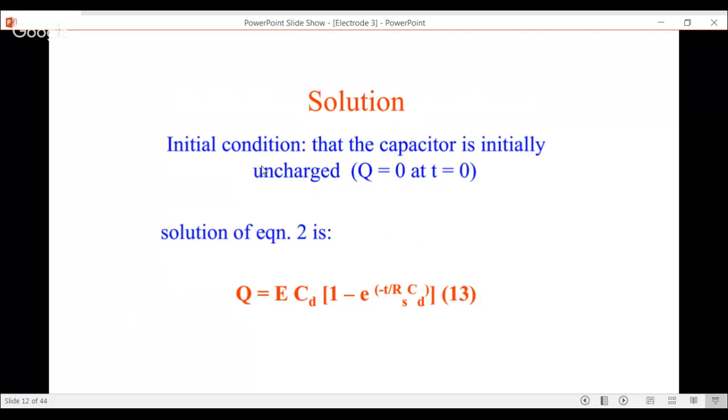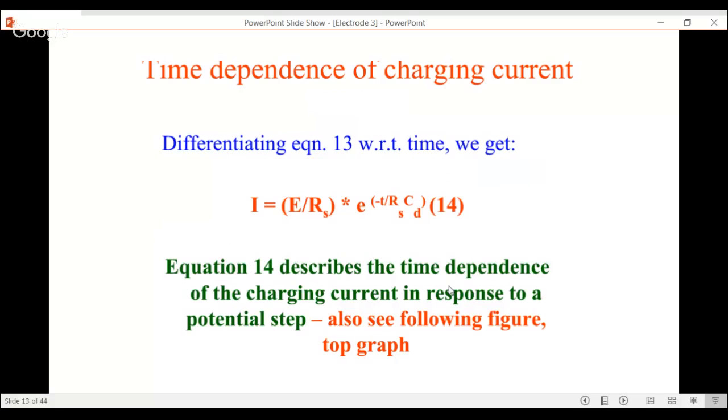The ideal condition for this is that the capacitor is initially uncharged, that is, q is equal to 0 at t is equal to 0. So the charging of the capacitor will be given by q equal to E into Cd into 1 minus e to the power of minus t by Rs Cd, where Rs is the resistance and Cd the capacitance. Equation 13. Differentiating equation 13 with respect to time, we get the current. The current is given by E by Rs into e to the power of minus t by Rs Cd. Equation 14 describes the time dependence of the charging current in response to a potential step.